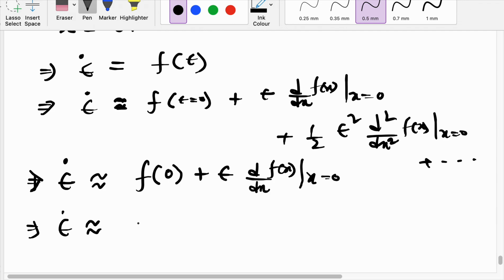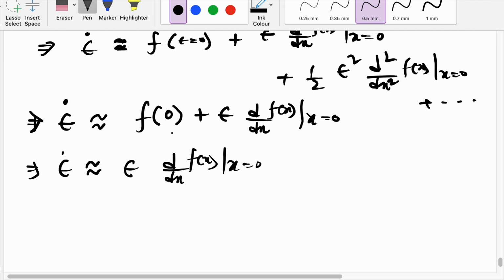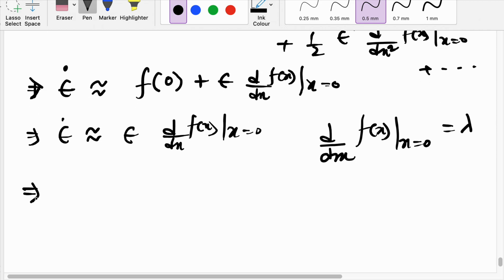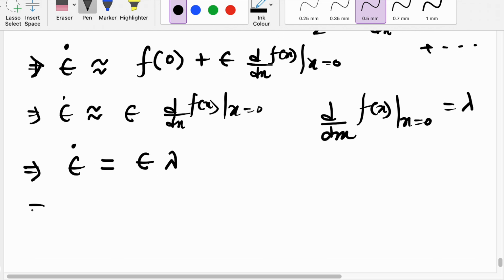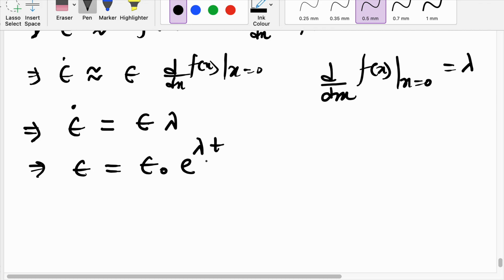So that is proportional to epsilon times d/dx of f(x) at x equal to 0. This is a constant factor. Suppose d/dx of f(x) at x equal to 0 is some constant lambda. Now that gives rise to the equation epsilon dot equal to lambda epsilon. So the solution will be epsilon of t equal to epsilon 0 e to the power lambda t. Is it clear? Yes. Standard result.